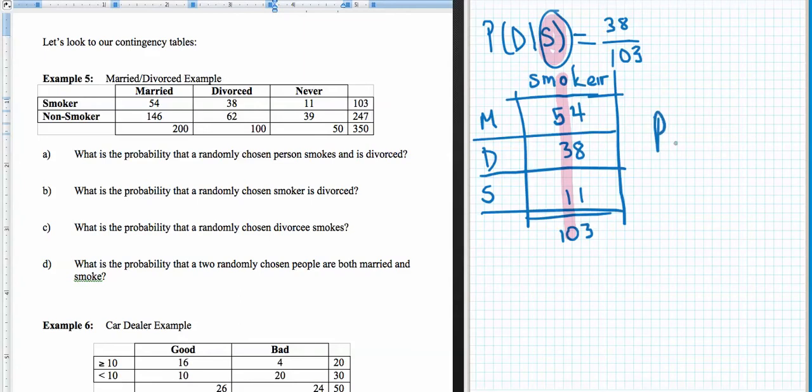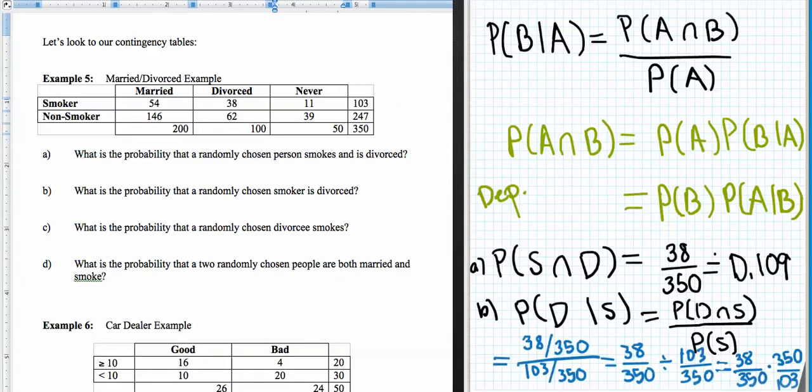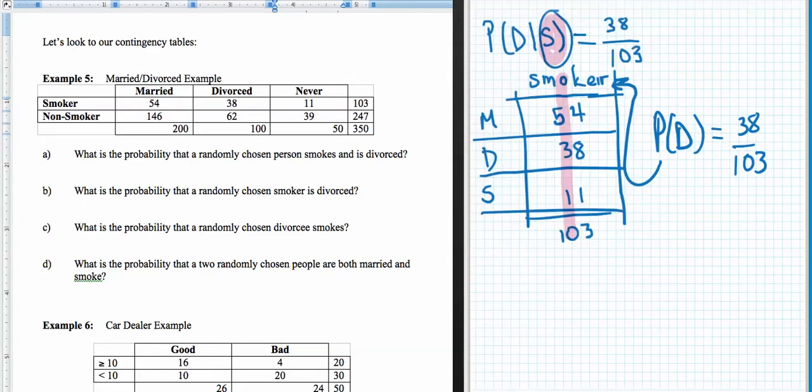The probability of divorced, if I'm only looking at the smokers, which is what conditional means, would be 38 out of 103, which is exactly what we got by using the conditional probability rule in those really long terms. So what I'm telling you is that when you have a two-way table and you want to find a conditional probability, you say, okay, where's the box of overlap? 38. And my condition, the 103, those are the only people I'm choosing from. So my conditional probability is the box of overlap divided by the number of people meeting the condition. And that's it. That's my probability.